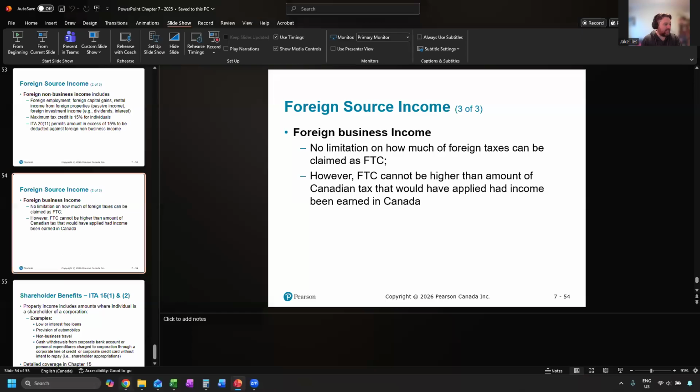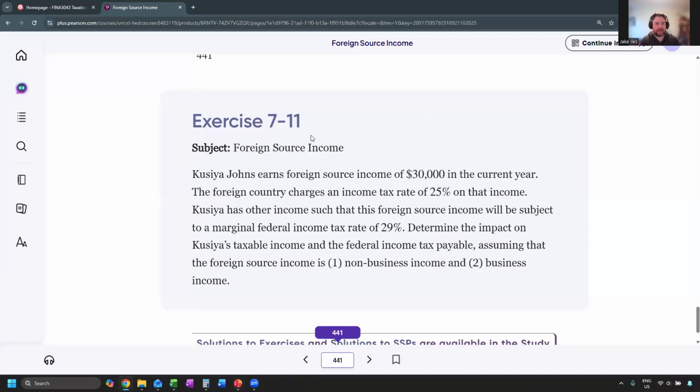So that all might have been confusing. Hopefully, going through the exercise will help clear it up or clarify how to do this calculation.